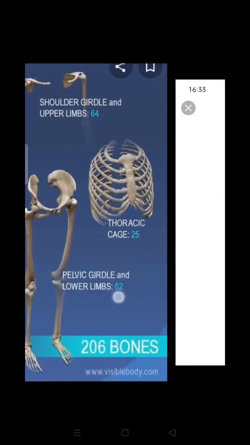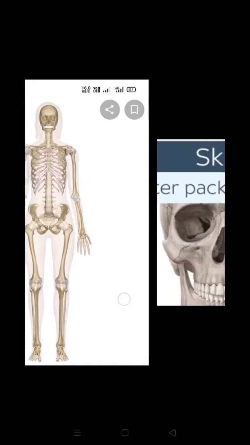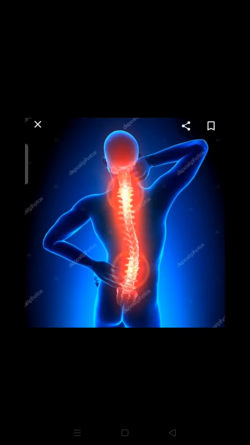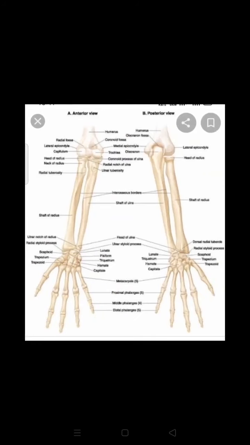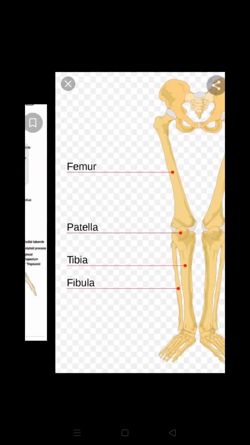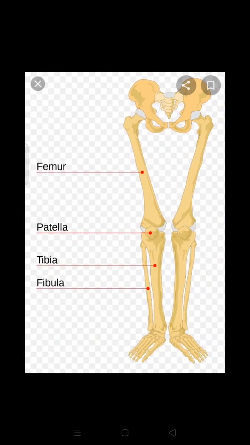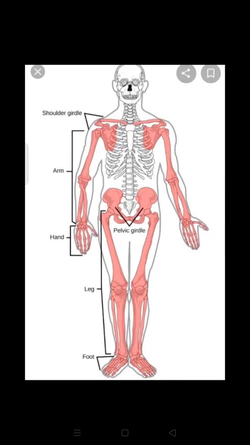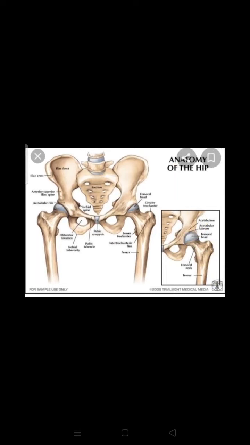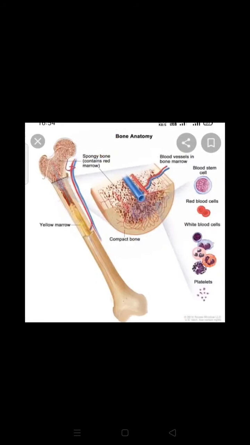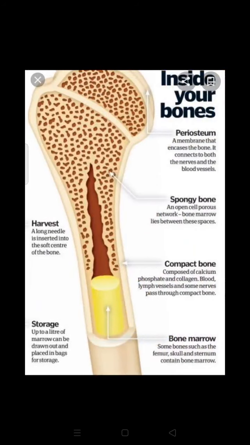The human skeleton is made up of the skull, the backbone, the rib cage, the forelimbs or arms, and the hind limbs or legs. The arms and legs are attached to the shoulder girdle and the hip girdle. The large bones have soft bone marrow inside them where blood cells are produced.